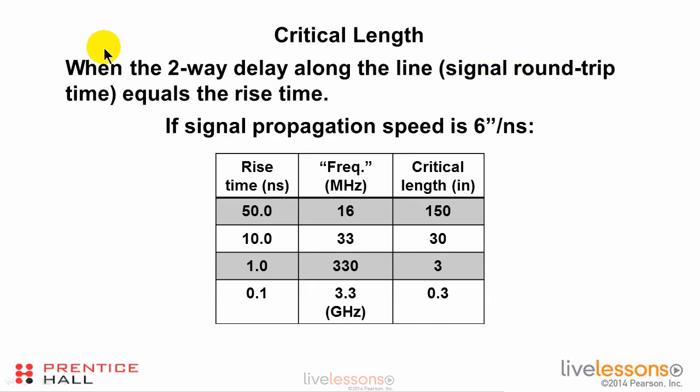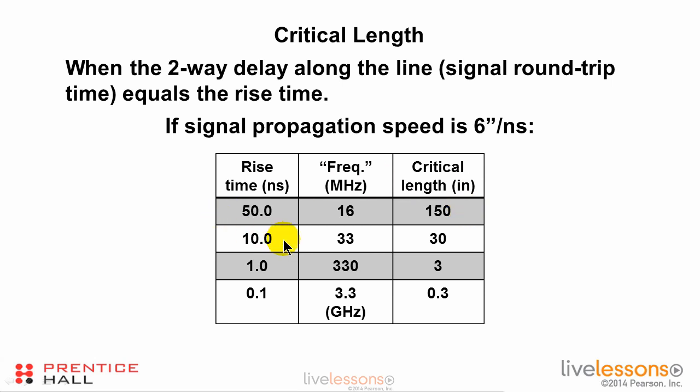So now, why haven't we been more concerned about this stuff in the past? Well, when the two-way delay along the line, or the signal round-trip time, equals the rise time, we can build a table that looks something like this. If we're dealing with a rise time of 50 nanoseconds, that equates to a maximum frequency harmonic of about 16 megahertz. The critical length, according to our definition, is about 150 inches. Almost nobody was building circuit boards with traces that were 150 inches long.